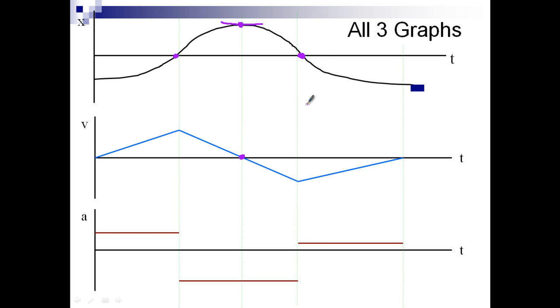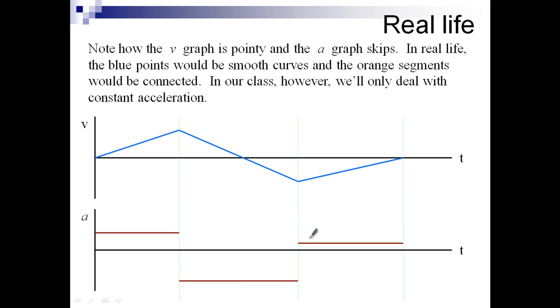And I'm sorry, that means acceleration. Acceleration is changing. You can see it goes from a negative acceleration to a positive acceleration. So in real life, note how the V graph is pointy and the A graph skips. But in real life, the blue points would be smooth curves and the orange segments would be connected.